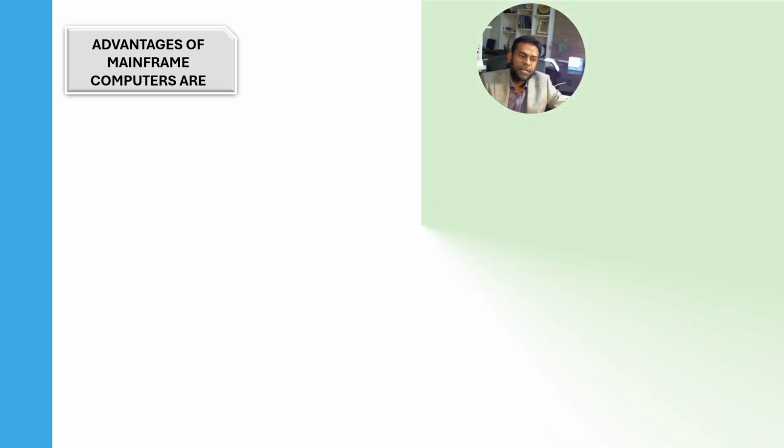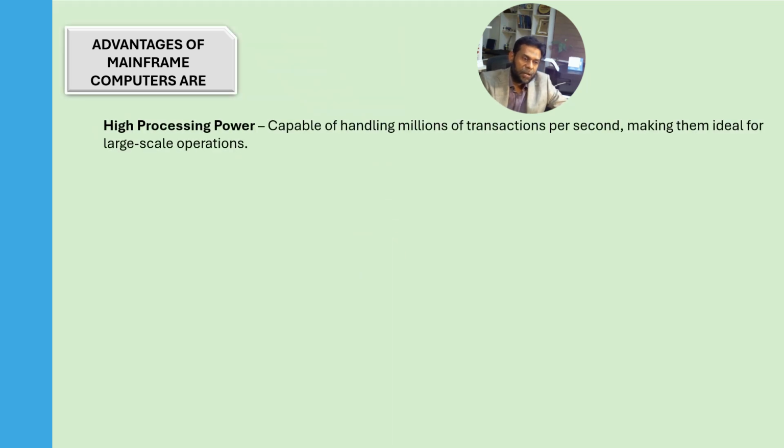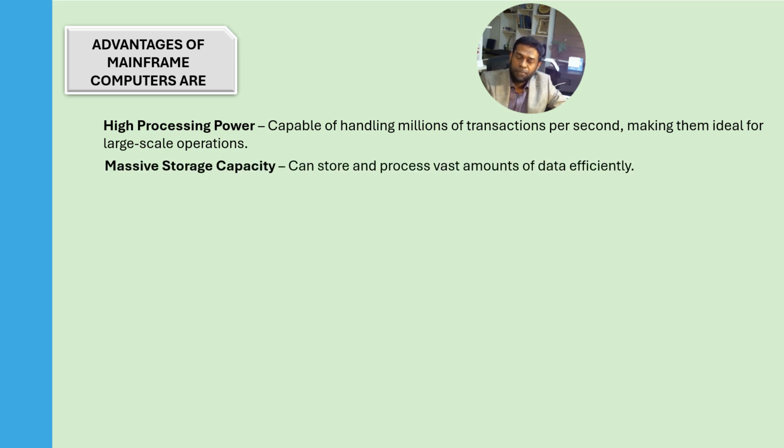Here are the advantages of mainframe computers. Number one, high processing power. Mainframe computers are capable of handling millions of transactions per second, making them ideal for large-scale operations. Next, massive storage capacity. It can store and process vast amounts of data efficiently.